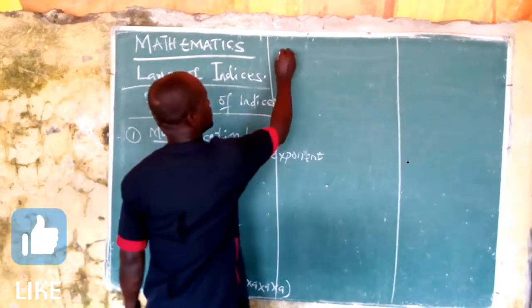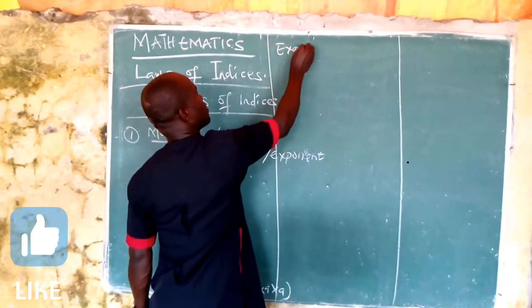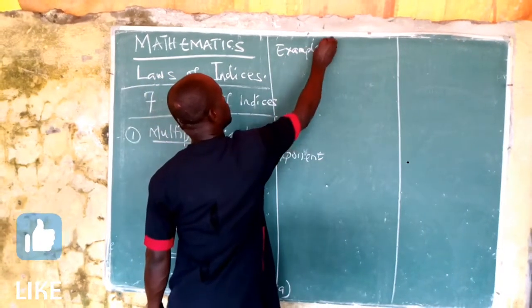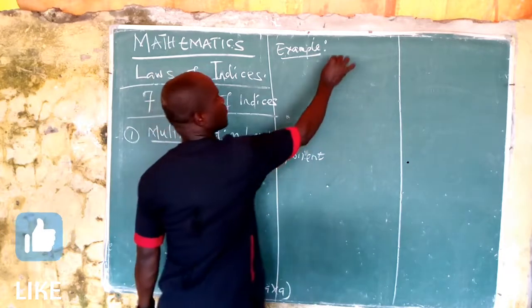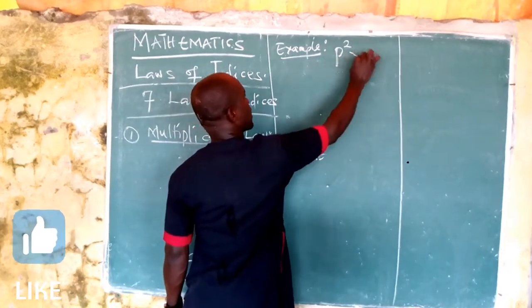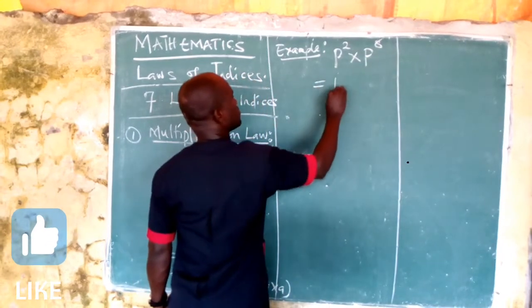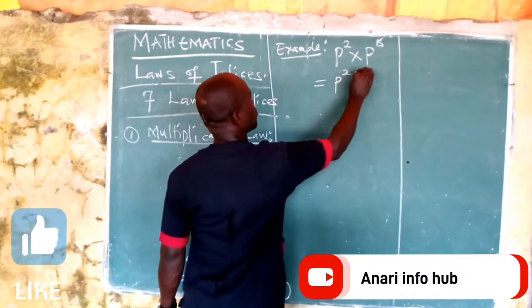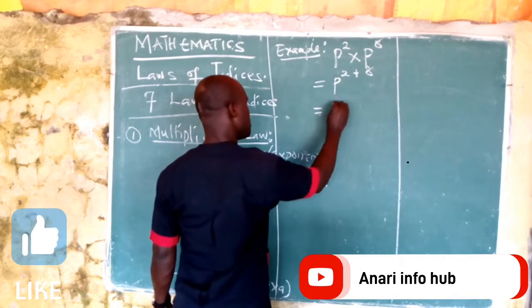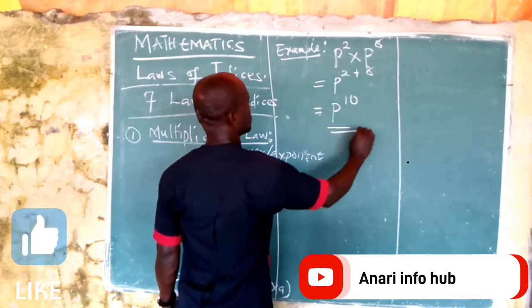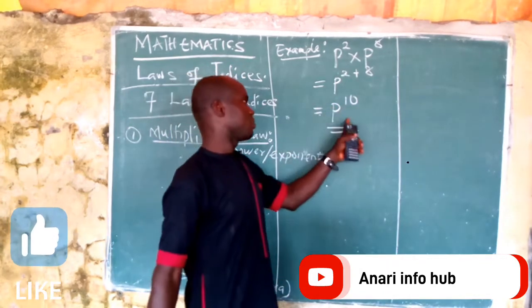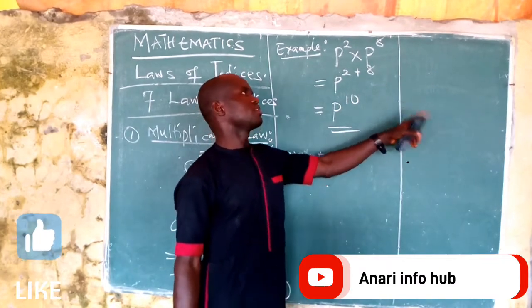Example under this. If we have, let's say, p squared multiplied by p raised to power, let's say 8, that means p raised to power 2 plus 8. That gives us p raised to power 10. Remember also that this means p times p times p times p times p, and so on.